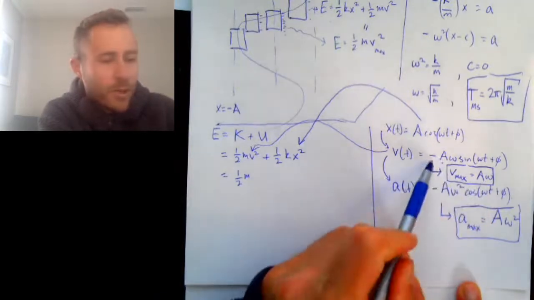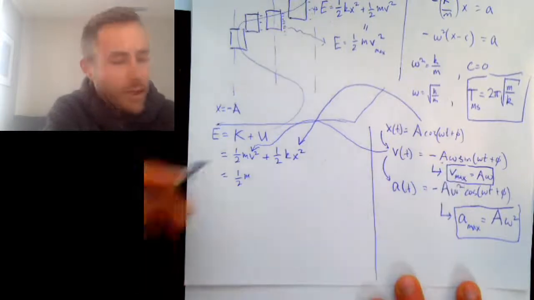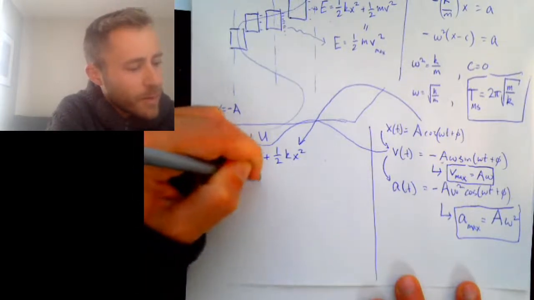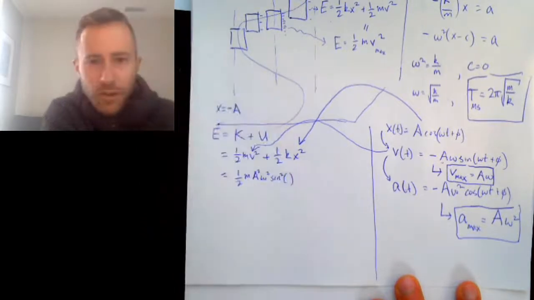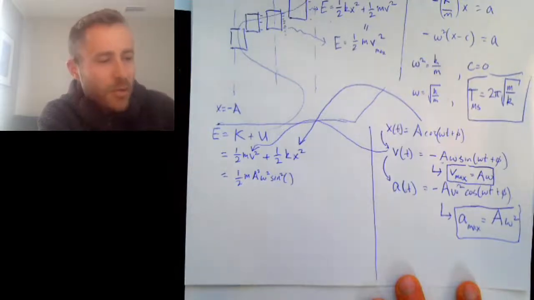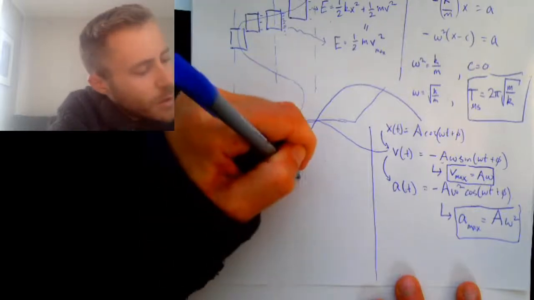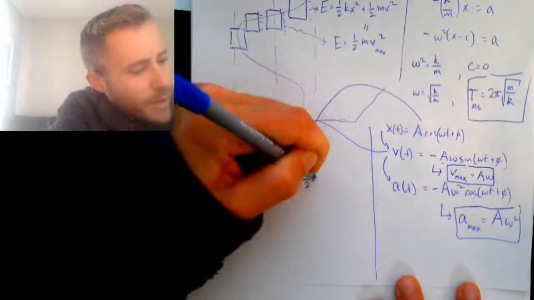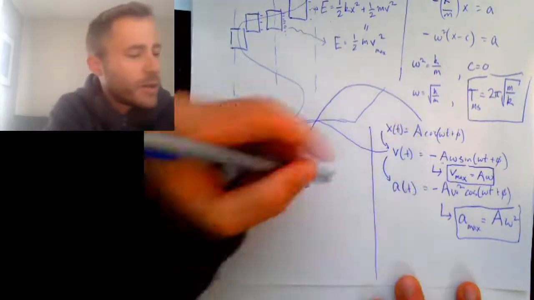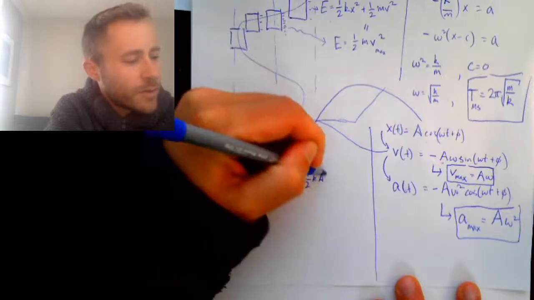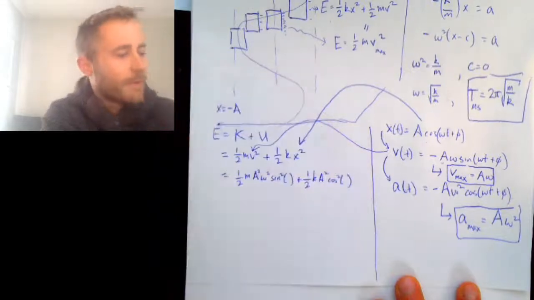So what happens when I square this? Well, squaring -1 gives me +1. And then I just square each of these terms individually. So I have 1/2 m A squared omega squared sine squared of stuff. I'm not going to write the argument because it's going to be the same for everything. Plus 1/2 k times the position squared. Well, now I have to square this one, so I get A squared cosine squared of stuff.